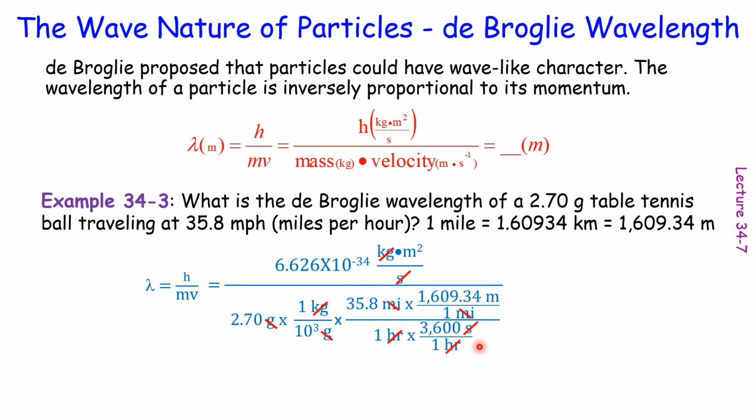are cancelled. There's only one unit remaining, which is meters. So here's meter squared, here's meter. Then we just have meter left. And that should be the unit for the wavelength. Now we know the wavelength for this ping pong ball traveling at this speed is 1.53 times 10 to negative 32 meters.